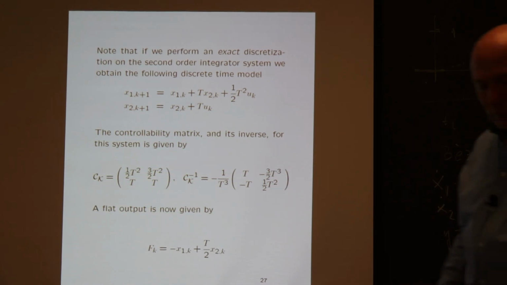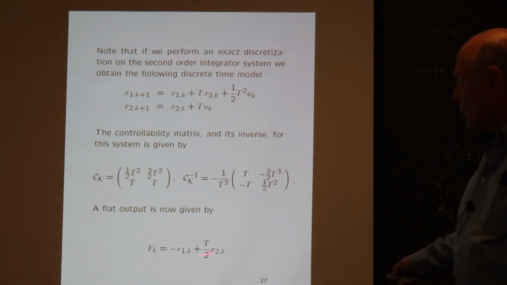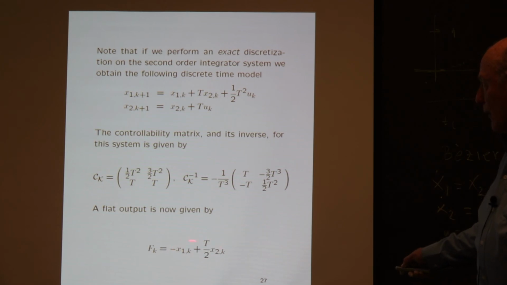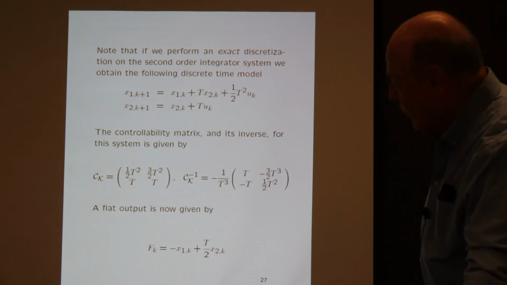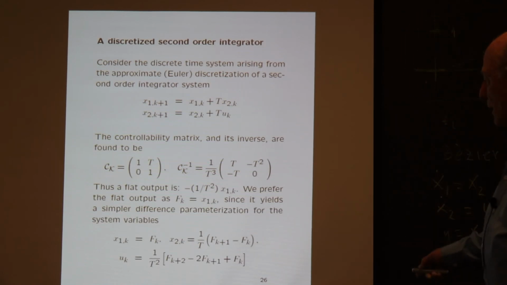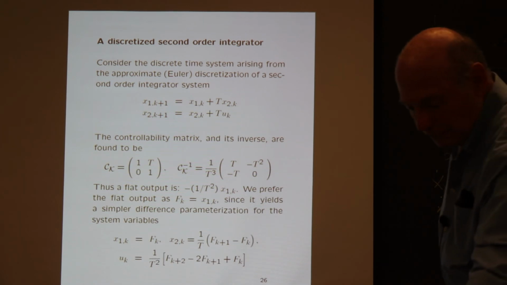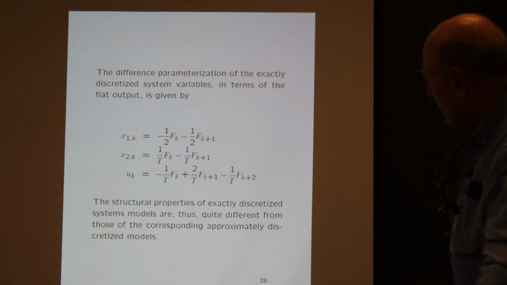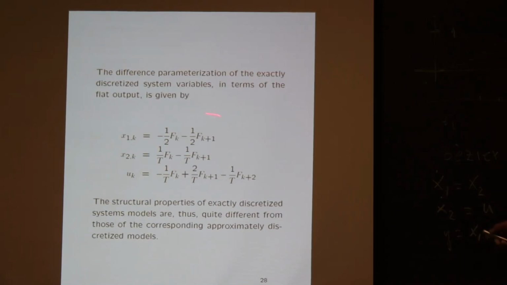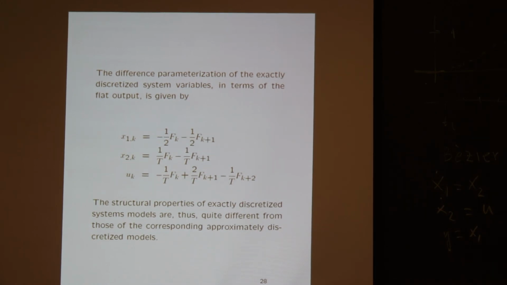And it involves the two states. So that means that you have to be able to measure both states. In the previous case, you only measured one state, which was the first state, and that makes a difference in the design.